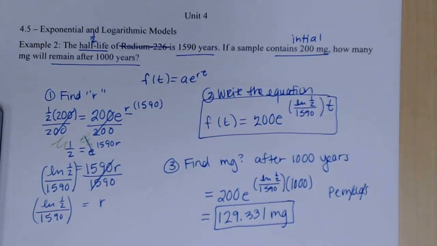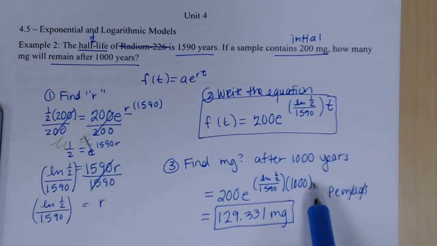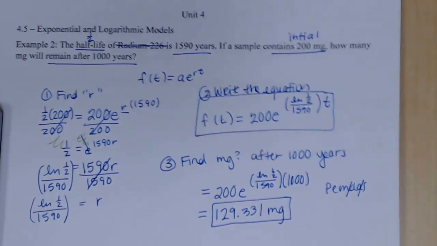But again, it's similar to example 1. We had to find our r, write our equation, and in this case, plug in another amount of years. So let's do another example.